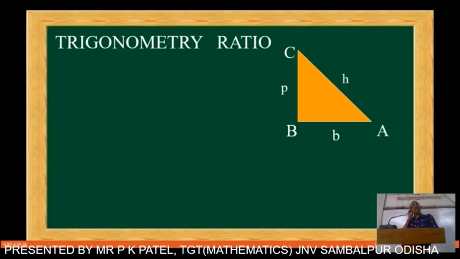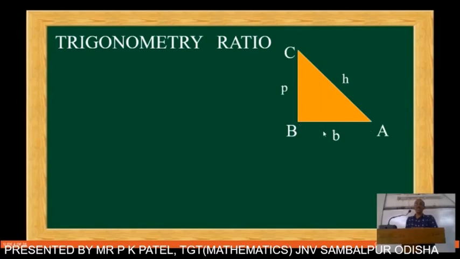Again, let us recall the pre-knowledge. We have already learned trigonometric ratios in the previous chapter. So I am taking here the right angle triangle ABC, right angle at B. Here the hypotenuse AC is denoted by H, the perpendicular side BC is denoted by P, and the adjacent side, this base AB, is denoted by B.